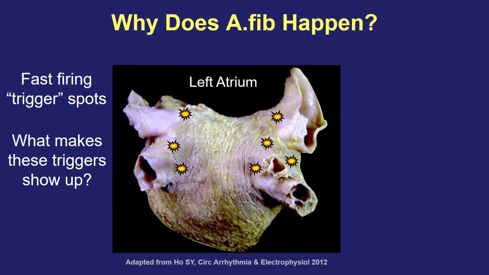Why do these triggers show up? The most common reason is simply getting older. As the heart ages, as we get older, these trigger spots tend to show up and scarring tends to form. And so as we get older, A.Fib becomes more common. But there are also some medical conditions and other situations that can play a role in triggering A.Fib or making it more likely to happen.